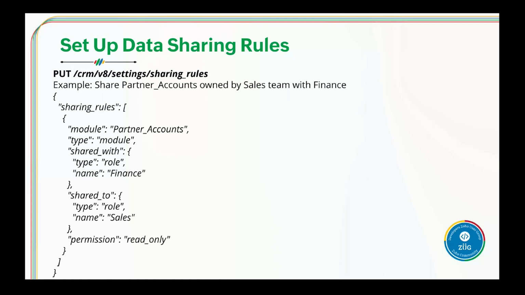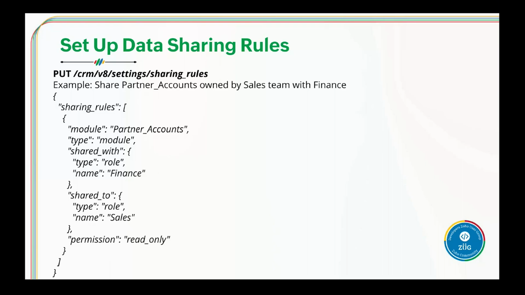Now, how do we do that using APIs? This is where the data sharing rules APIs come in. It lets you define exactly what you're talking about, which module is being shared. Partner accounts in our case. Who's sharing the data? Partner managers, because they own the records. Who's receiving it? The sales or the finance team in our use case, and what level of permission they should have, whether it is full access, read-only, or something in between.